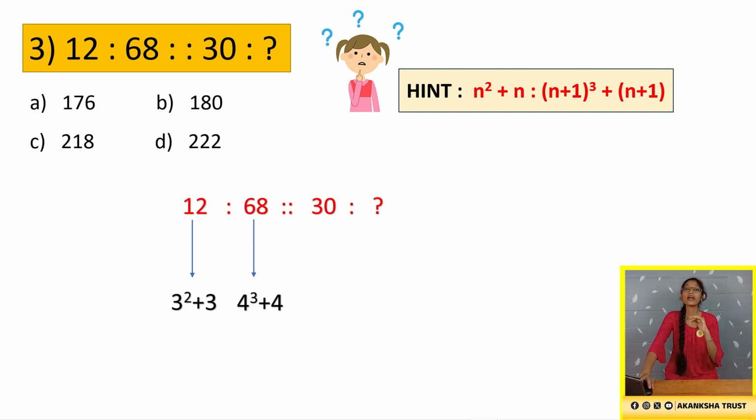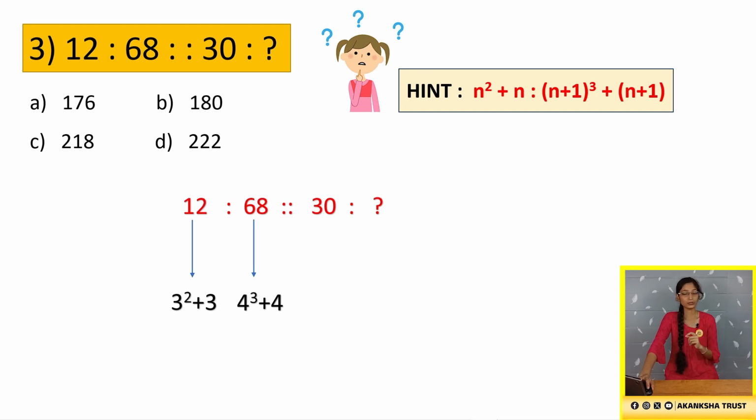Then what you have to do? Adding the same number, the n plus 1 number. That means n plus 1 is 4. So adding 4 to 4 cube: 4 cube plus 4, 64 plus 4, you'll get 68. Easy, isn't it? So for the first number you have to square the number, then add the same number. For the next number in the question set, you have to cube n plus 1, then add the same number, and you will get the next number.